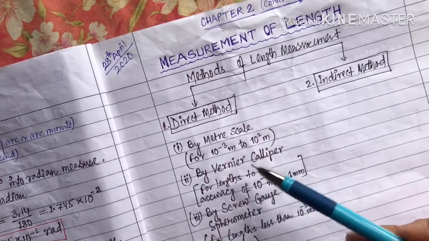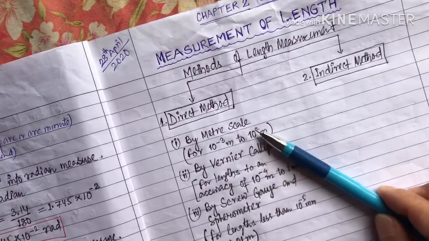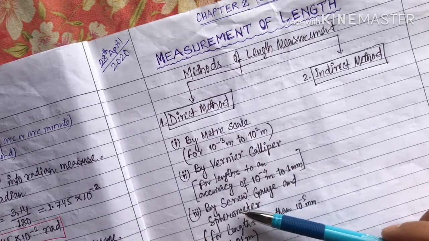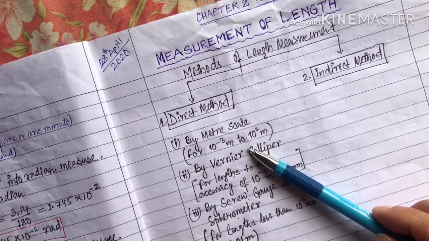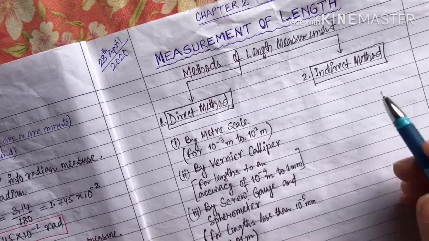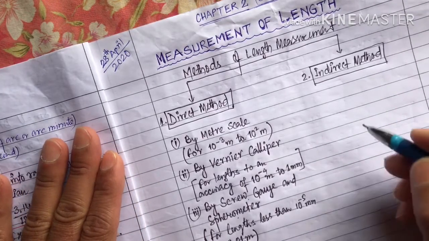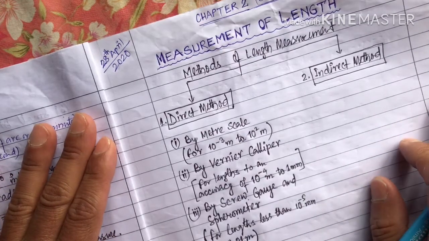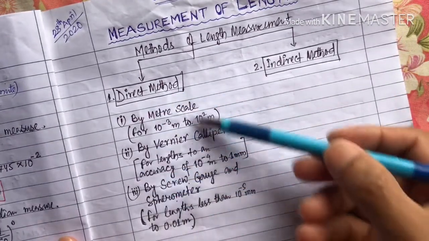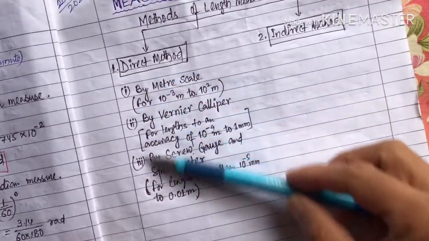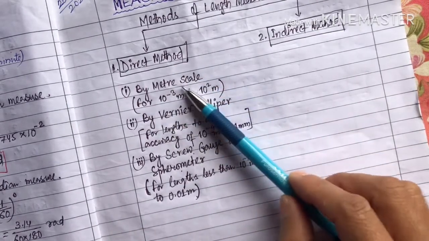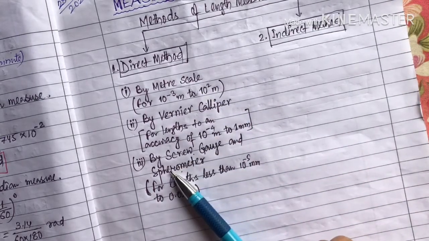Okay, so this we will not go into detail now. We don't have this in detail, but these two, mainly vernier caliper and screw gauge, spherometer, you will find in your practicals, right? So there you will learn in detail. If I get time, I'll explain this later on. Now let's go for your indirect method. There are so many indirect methods, but before that, let me tell you one thing. These are the lengths which we can measure directly by using this kind of instrument: meter scale, vernier caliper, screw gauge, or spherometer.